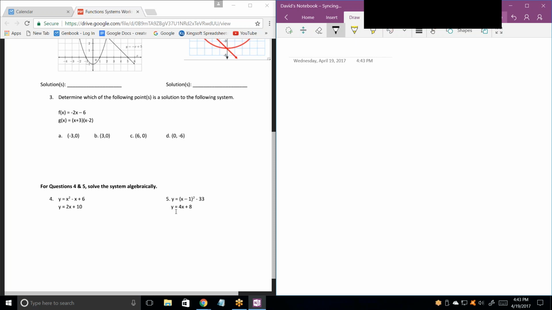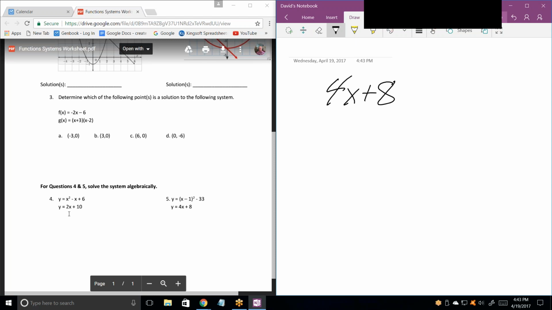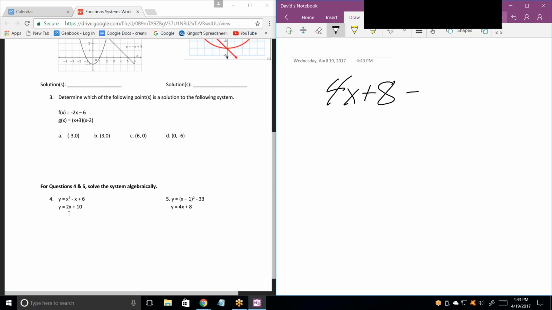You should write 4x plus 8 minus... No. This y is equal to that y. Oh, just like the previous problem. Well, I still say it equals (x minus 1) squared minus 33. Okay, now we have to solve that equation.